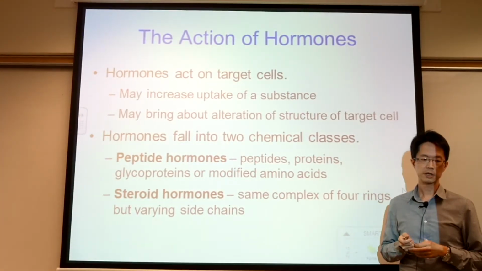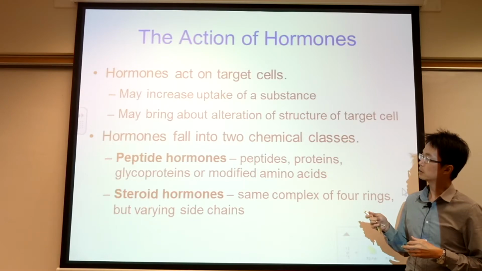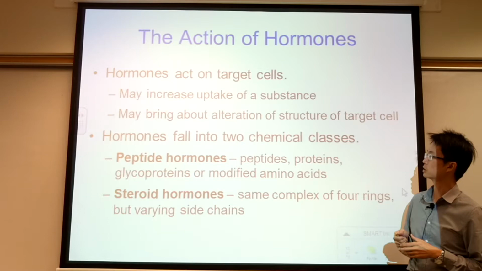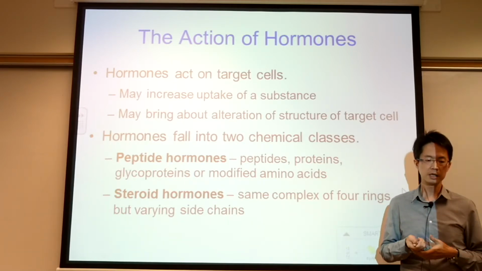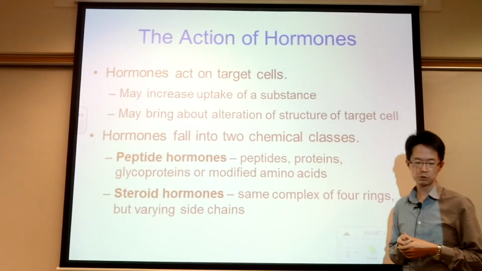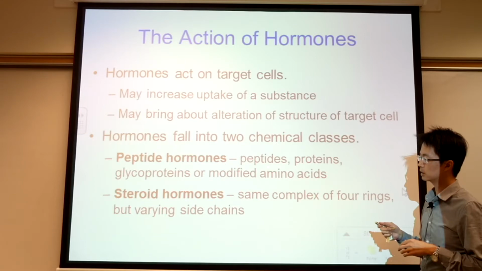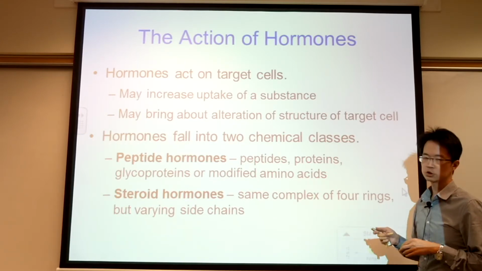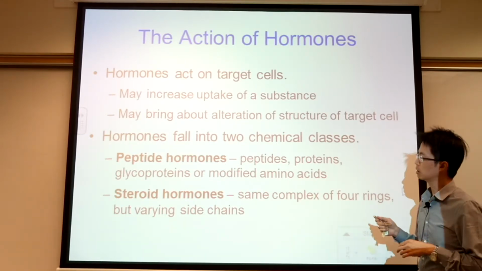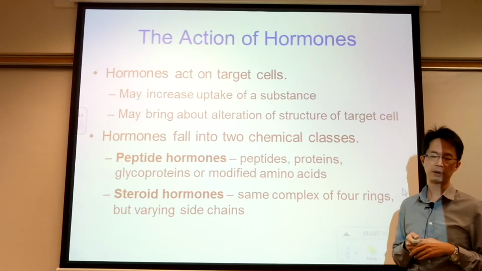And hormones act on target cells. It may increase the uptake of a substance, or it may bring changes to the target cell. It can bring out different effects. We have two types of hormone. One type is called peptide hormone. Peptide hormones include peptides, that means short chains of amino acids, or a complete protein, or glycoprotein, or modified amino acid. All these are called peptide hormones.